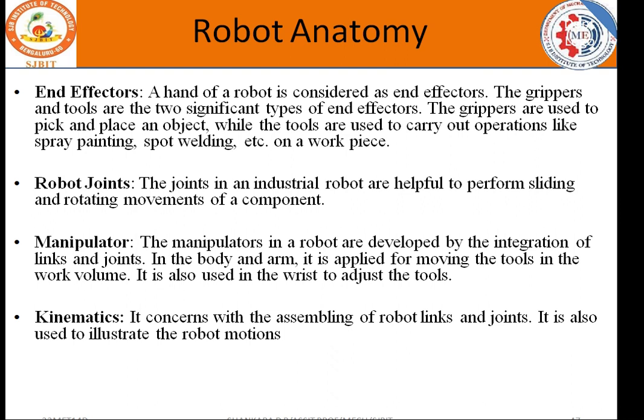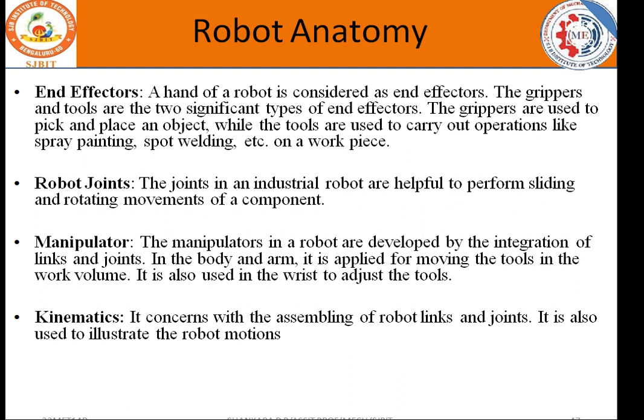Here the end effector is the hand of the robot. The end effector is where you are going to add an attachment so that it is going to do the operation. It may be pick and place, it may be welding, it may be painting. Different operations like these may be carried out.